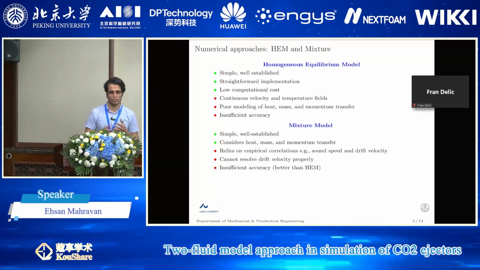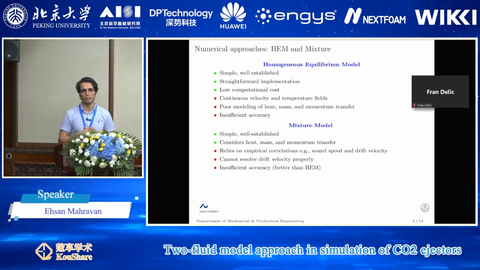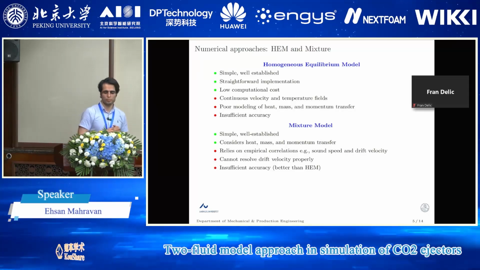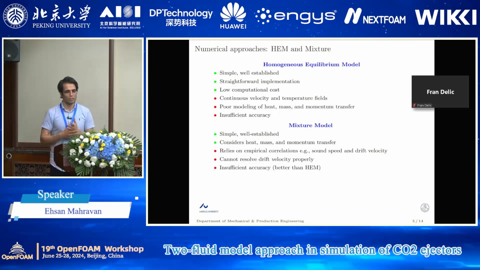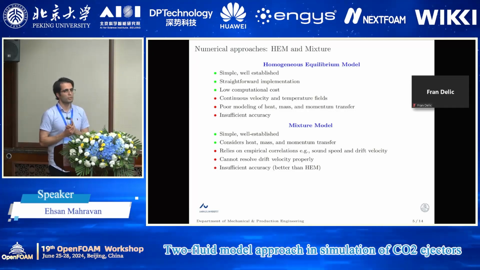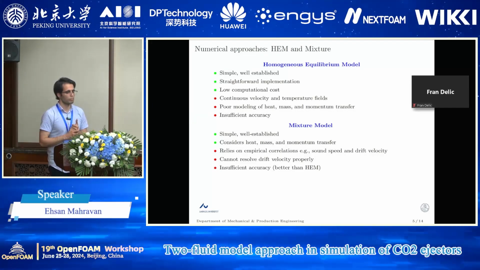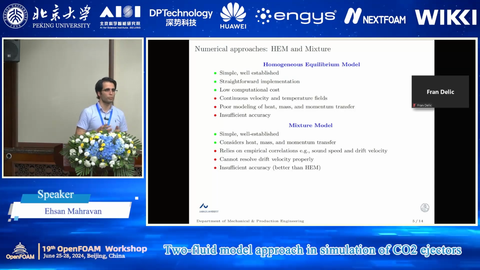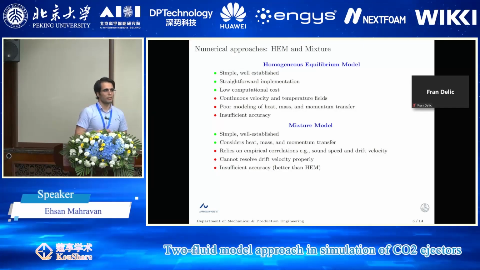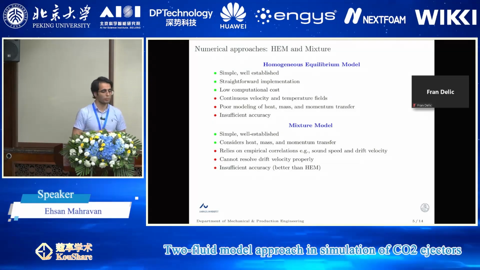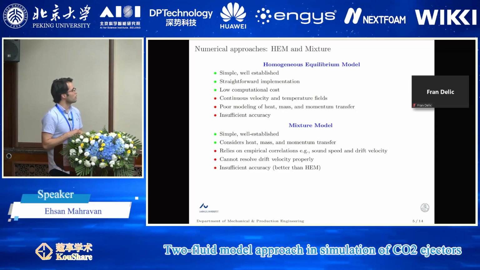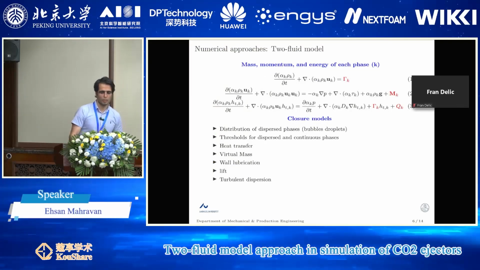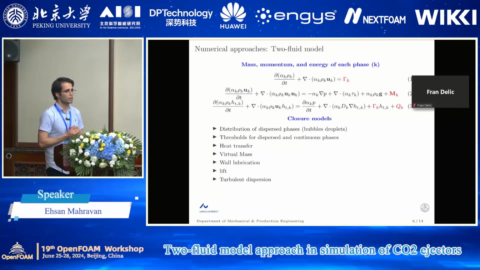The mixture model, on the other hand, can consider models for heat and mass transfer, and it gives better results, but still it relies on empirical correlations, and it's not versatile enough. So even in prediction of overall parameters, it has large errors, from 10 to 20%. And when it has such a large error in predicting the overall parameters, it cannot be trusted for local phenomena, which is why we decided to use the two-fluid model.